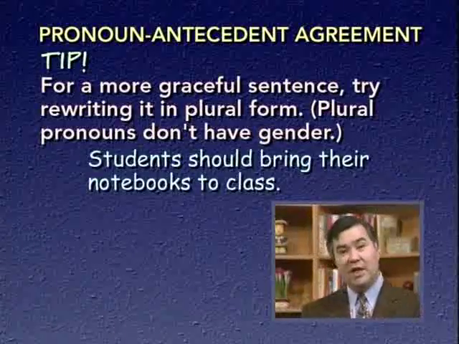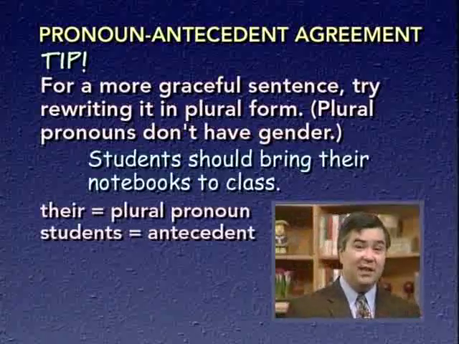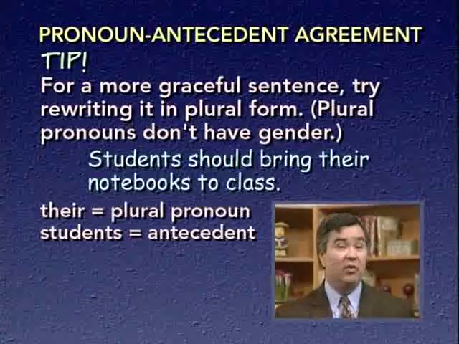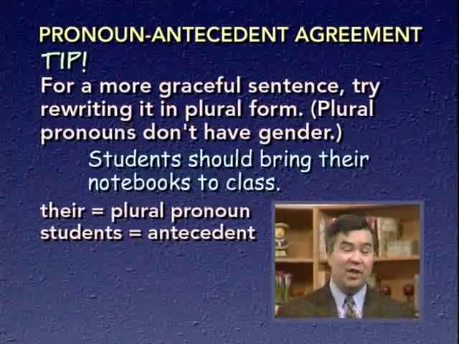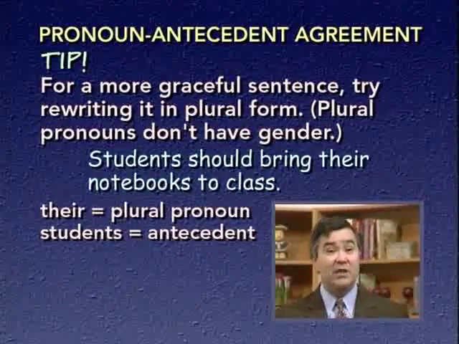Now we've used the plural pronoun their to refer back to the antecedent students, and their is neither masculine nor feminine. It includes males, females, what have you. And so this gets around the question of gender and makes for a shorter, more concise, and a little more graceful sentence.